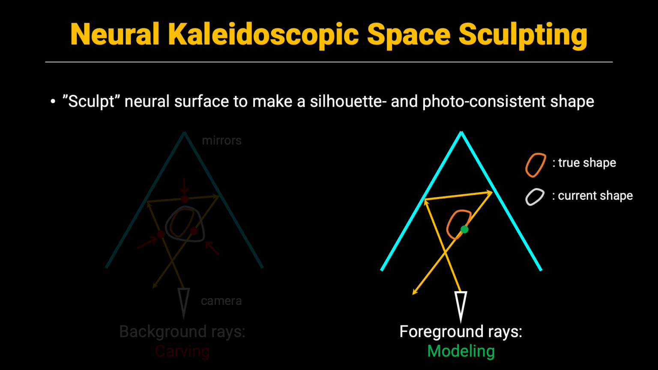The second observation is that the foreground rays intersect with the object for at least one bounce. From this observation, we can update the 3D shape by modeling a point on the foreground rays, as there will be at least one intersection with the object. The foreground intersection points also can be used for texture information. We use a neural signed distance function to facilitate the update of the 3D shape. Please refer to our paper for more detail about how to select the points on the rays.